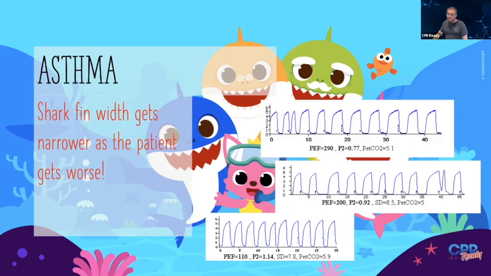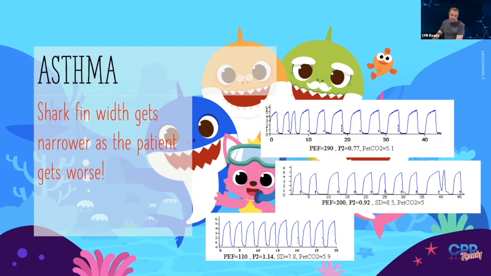The thing about monitoring this, so in addition to just noticing that shape and the number that you're getting on your capnometry, pay attention to changes over time, especially the width and frequency of these shark fins. If they start to get narrower over time, that means they're happening more frequently. That's a sign of the patient's condition getting worse.